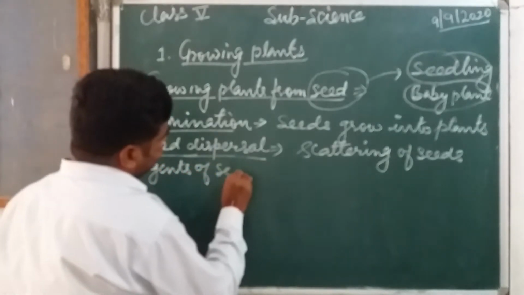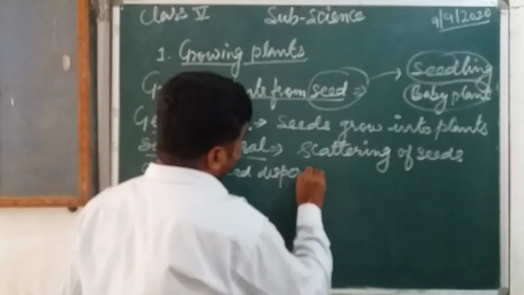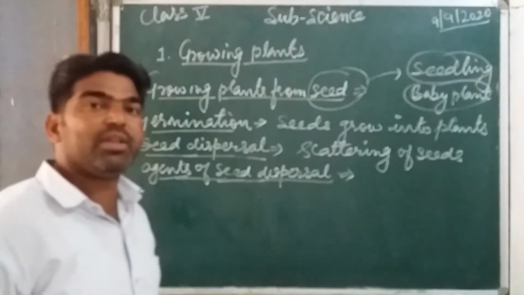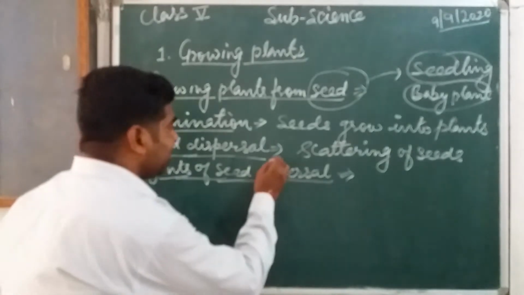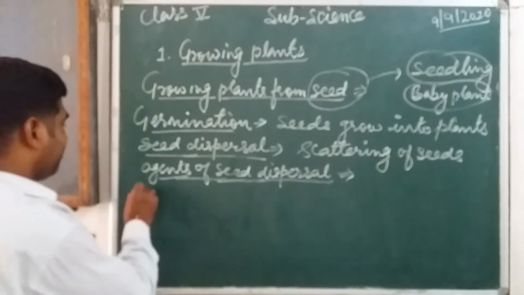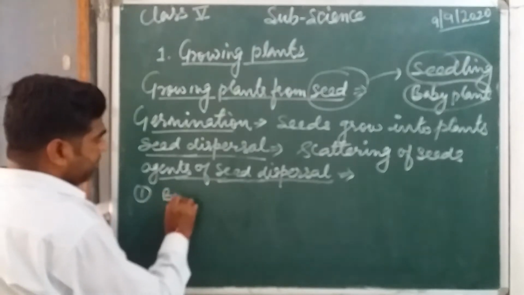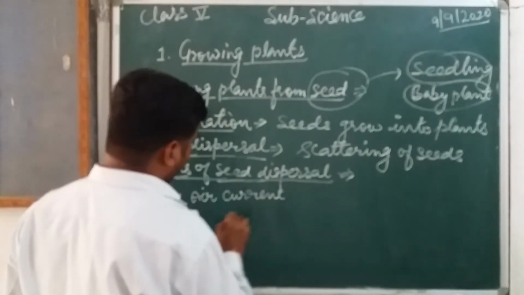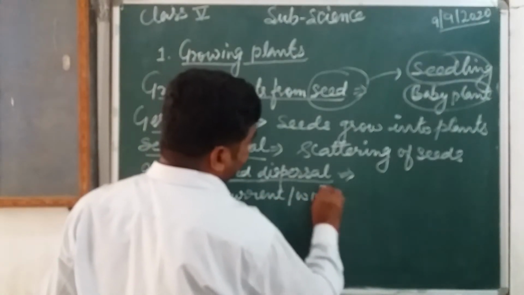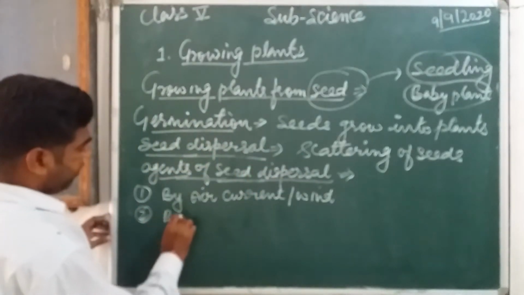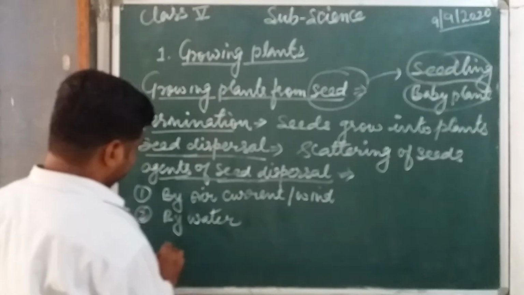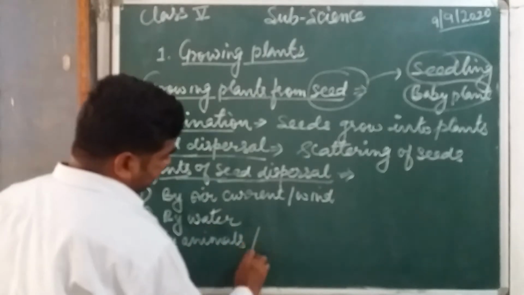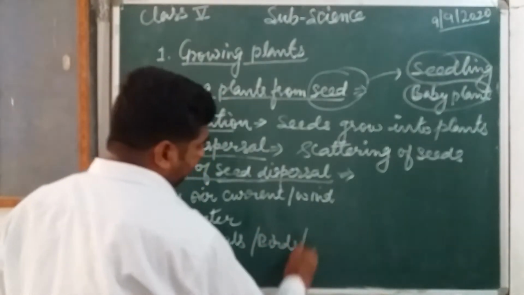Agents of seed dispersal. All these carriers are known as what? Agents of seed dispersal. First by air current or by the wind, by water, by animals or birds, and also through human beings.